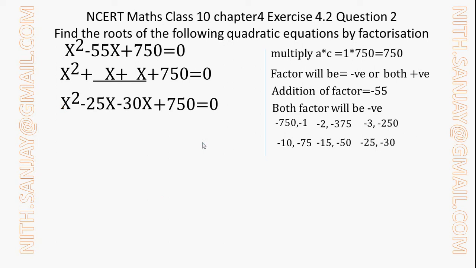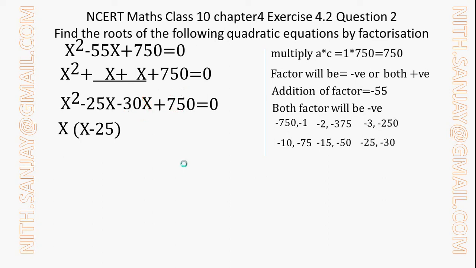Now we will take x common from these two terms, right? If we take x common from the first two terms, we will be left with x, because if I remove x from x square I will be left with x, and minus 25, because if I remove x from minus 25x I will be left with minus 25. Now I have to take something common from these two terms so that I will be left with x minus 25. So I will take minus 30 common, only then I will be left with x, and here I will be left with minus 25.